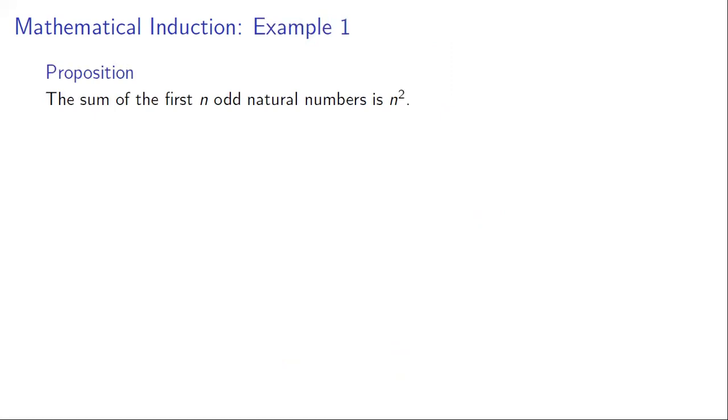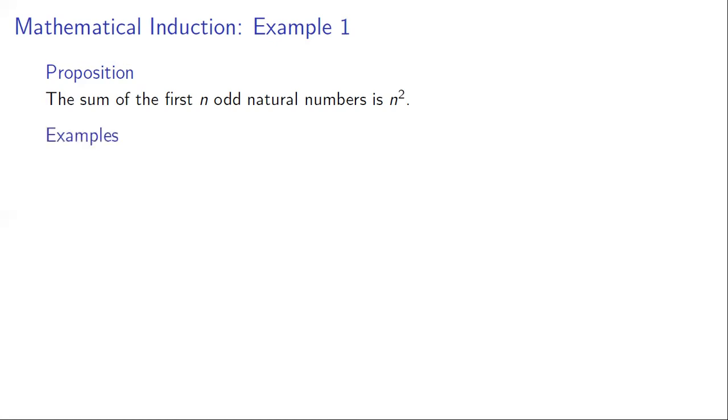So here's the proposition. It says that the sum of the first n odd natural numbers is equal to n squared. What are natural numbers? That's 1, 2, 3, and so on. If I take the first n odd natural numbers and add them up, the proposition claims that the sum is going to be n squared. Let's first do some examples to make sure we understand what the proposition is saying.